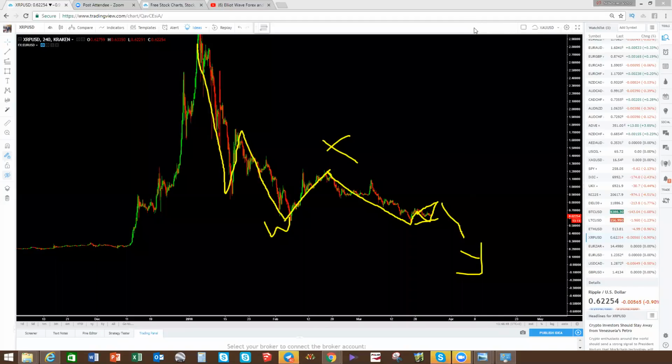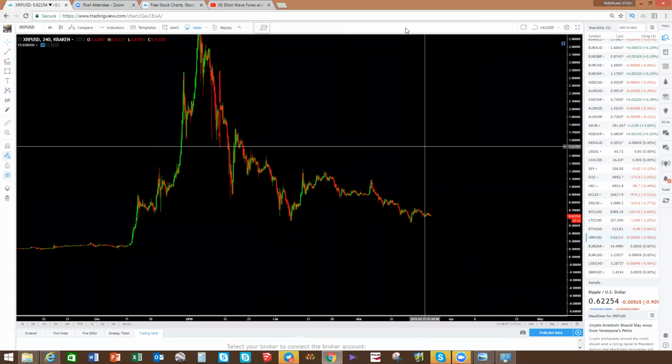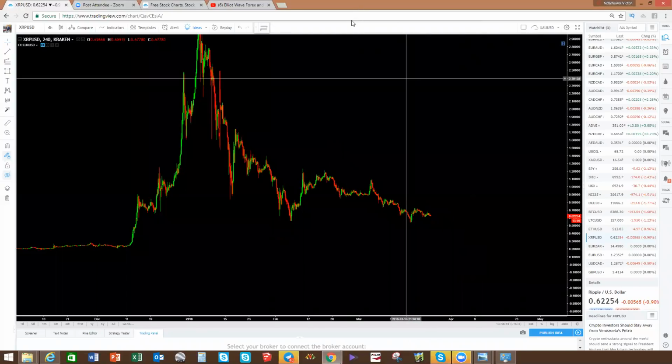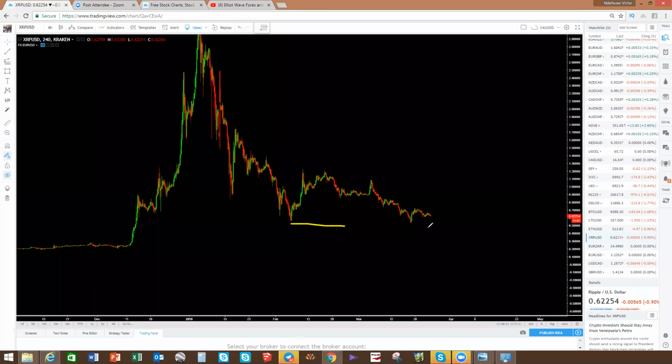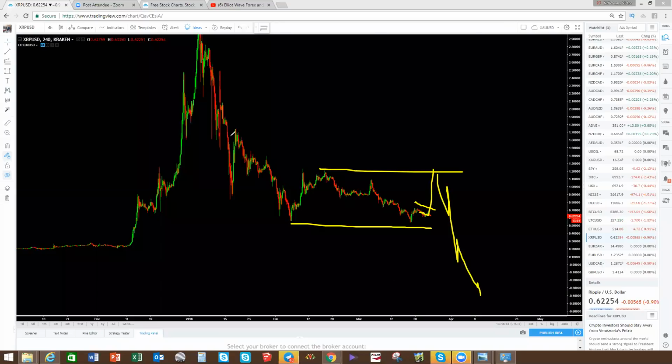All the cryptos are following the same structure, sideways structure. So even if this one, you can see that it's just tested the top here. Even if it goes back and retests there, it's just correction. So further sideways and more downside on this. I've already done Ethereum. You can just watch it.